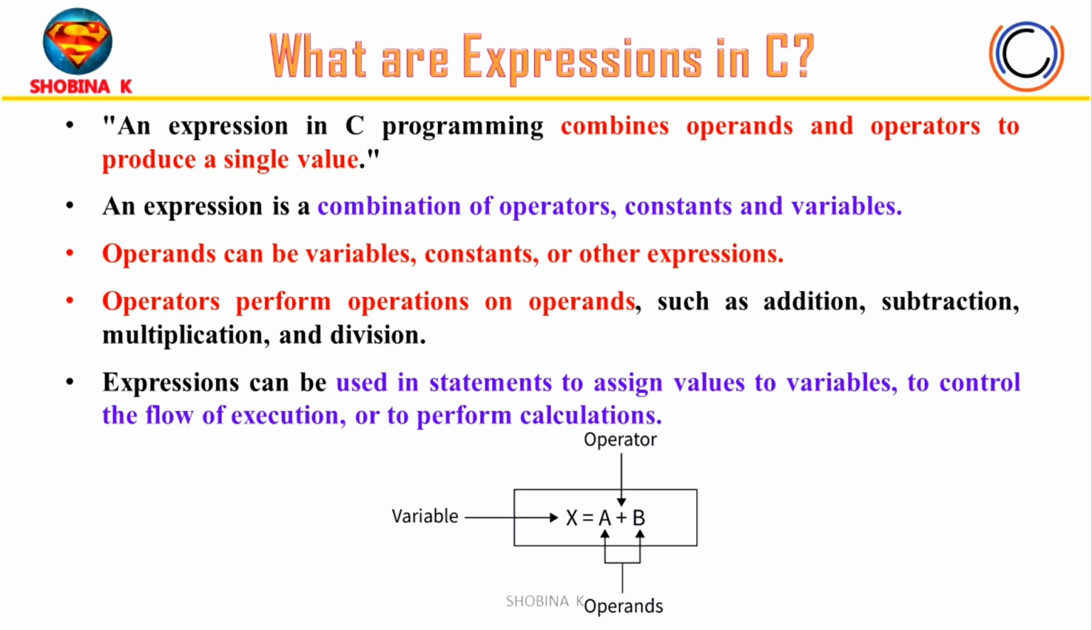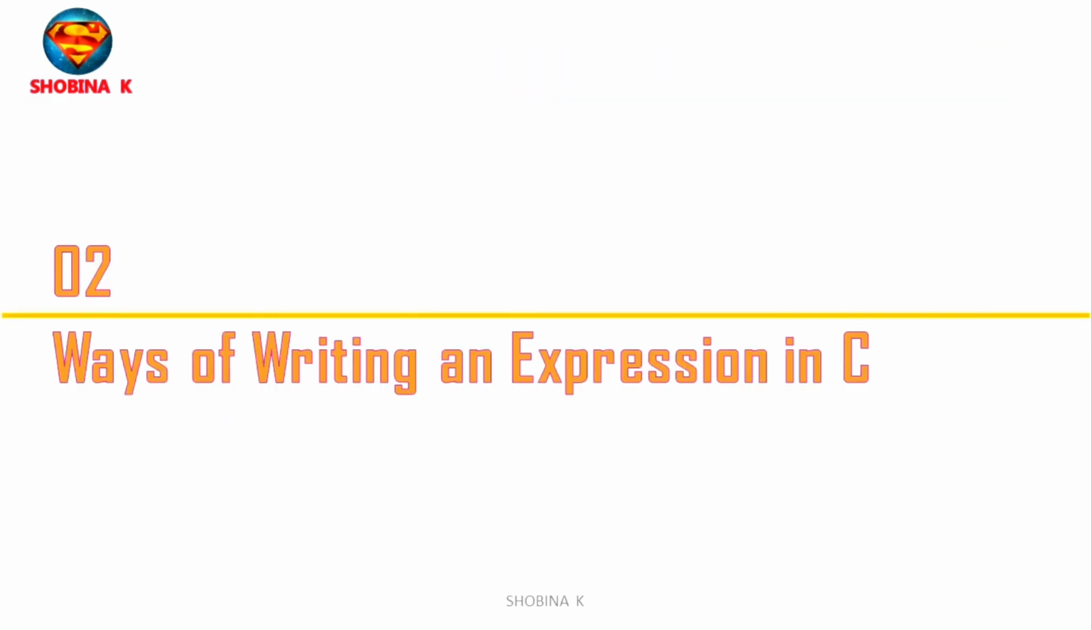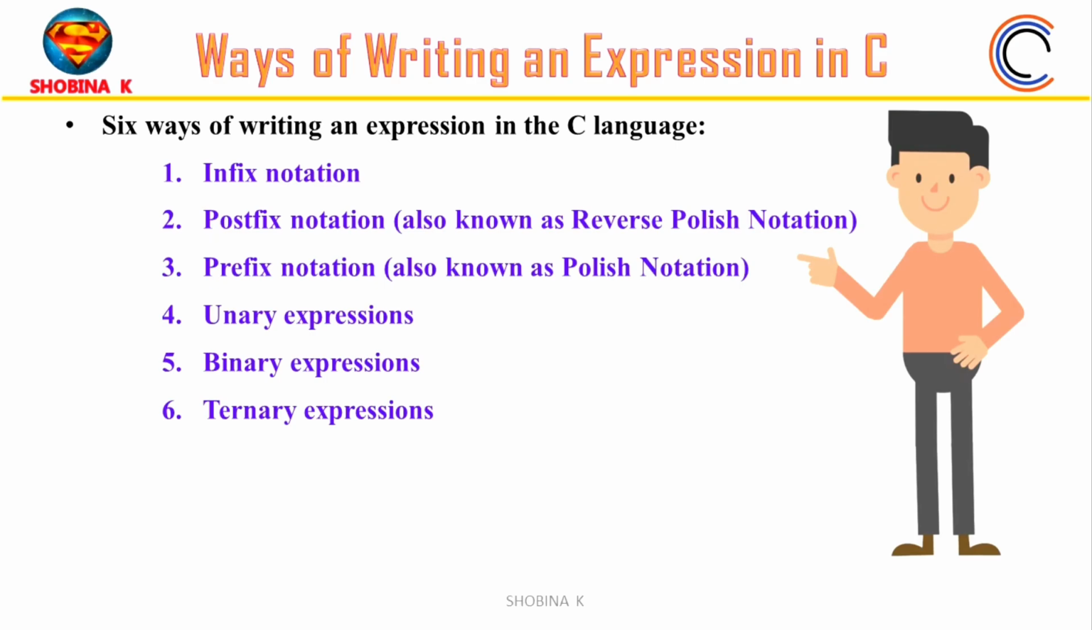Now let's understand how expressions in C can be written using different formats or styles. Here are the 6 ways of writing an expression in C language, which are infix notation, postfix notation or reverse polish notation, prefix notation or polish notation, unary expressions, binary expressions, and ternary expressions.